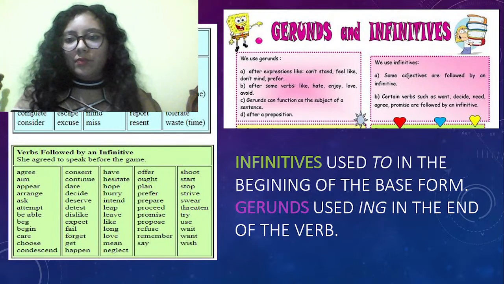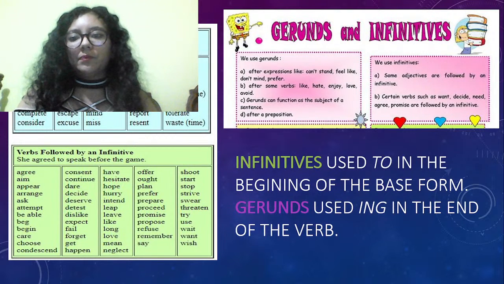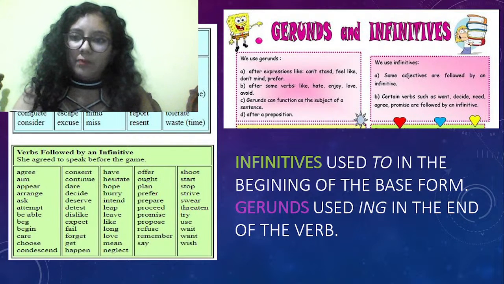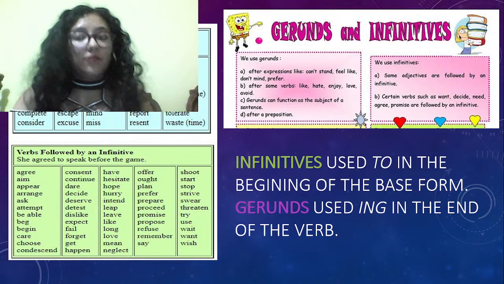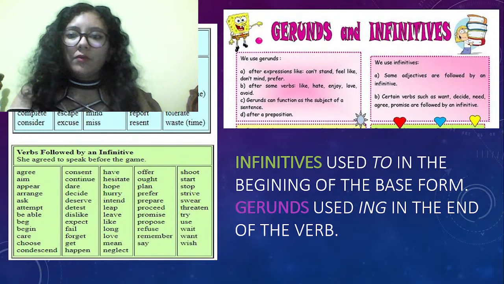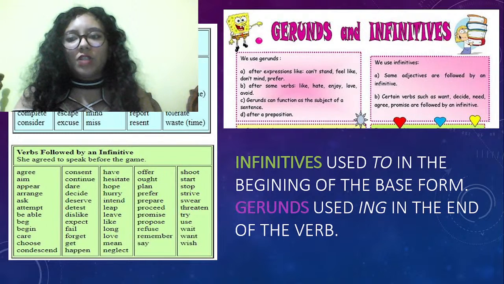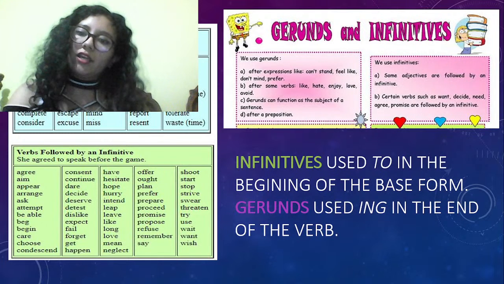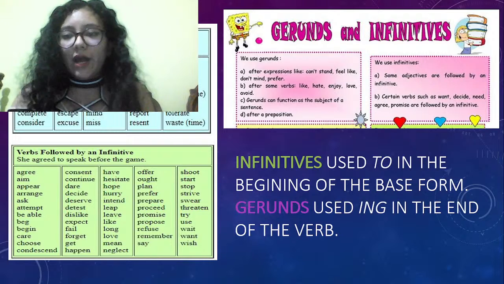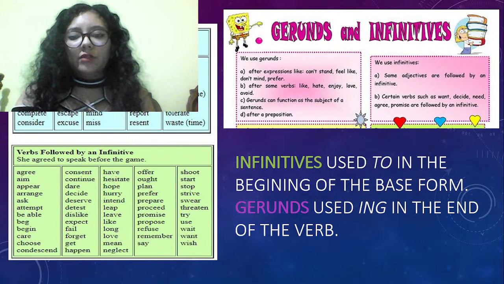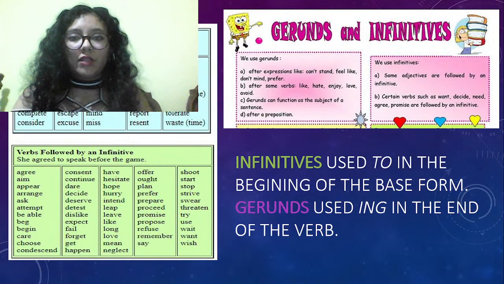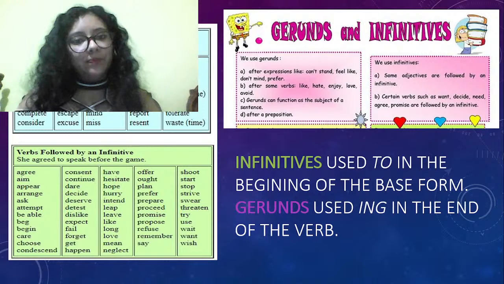Well, I talk about the infinitives. We use infinitives, letter A, when some adjectives are followed by an infinitive, and letter B, certain verbs such as want, desire, need, agree, promise are followed by an infinitive. Another concept: the infinitive is used particularly with to at the beginning of the base form.